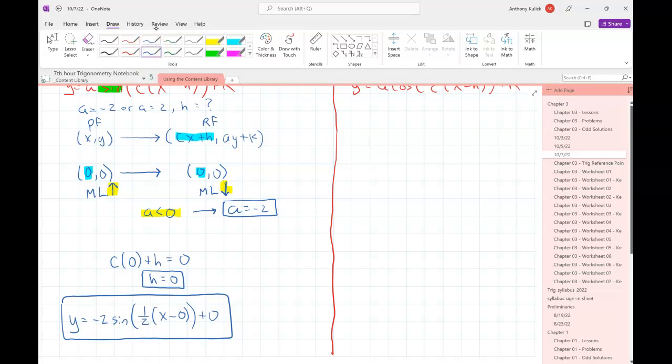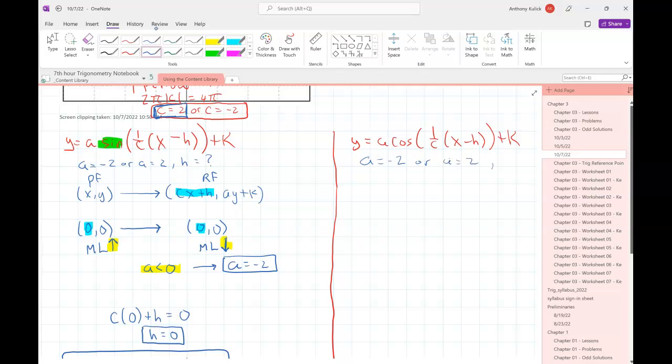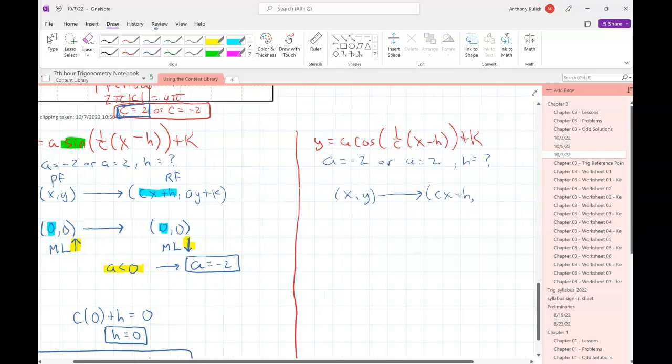Let's show you guys how this changes a little bit if I decided to use a cosine function instead of a sine function. So we still have the same problem here. We need to figure out whether the A is going to be positive or negative, and we need the value for H. So just like before, the tool I'm going to use to do this is going to be that transformation map that we use when we're graphing.